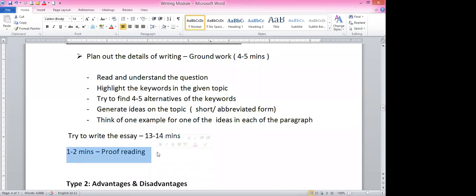This is important because when we write in a hurry, we think and we write, but we can make some silly errors, especially in the verb form, especially in the punctuation, especially forgetting to write capital letters after a full stop. So these small errors, try to avoid.